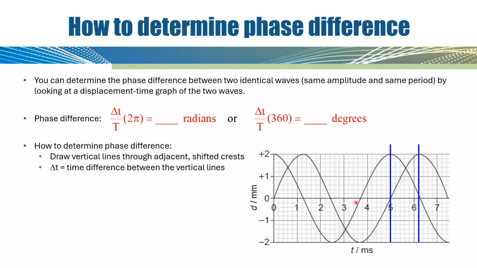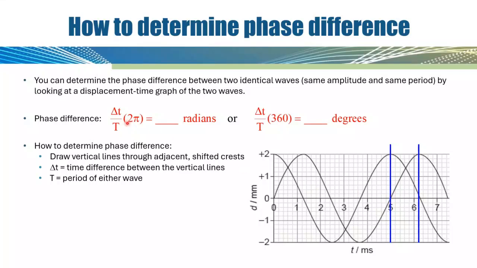I can read the time difference off the x-axis, because on a displacement time graph, the x-axis is in time. So I can just read the difference between those. And then T is the period of either wave, and I say either wave because they have to have the same period if I'm finding the phase difference between them. So I'm going to pick this wave, and I can see that the period here would be 5.